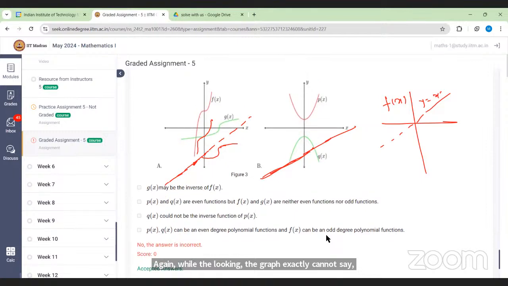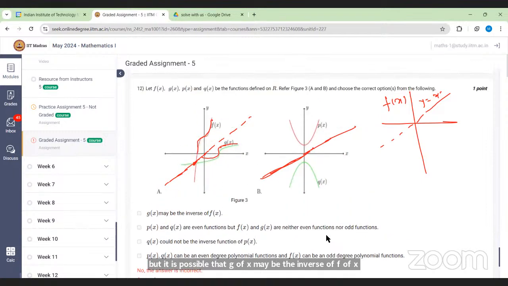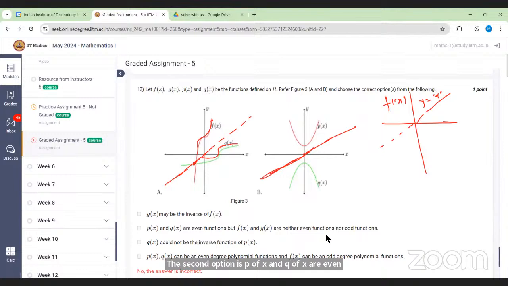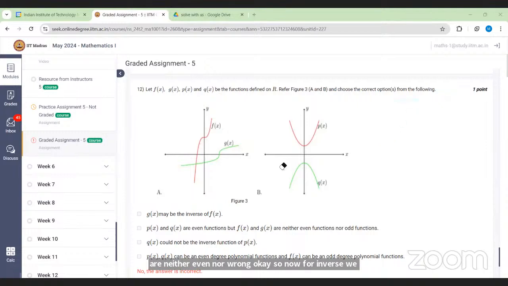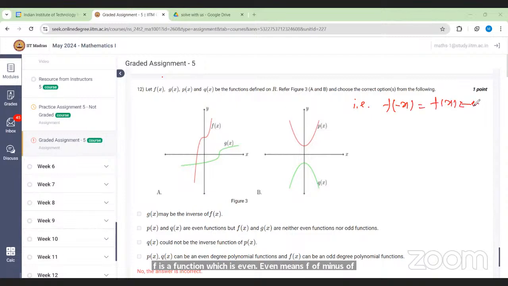The second option is that p of x and q of x are even functions, but f of x and g of x are neither even nor odd. Now for inverse, we observe the criterion that if g of x is the inverse of f of x, then its graph will be symmetric along y equals x. But suppose f is a function which is even. Even means f of minus x equals f of x. This is the definition of even.